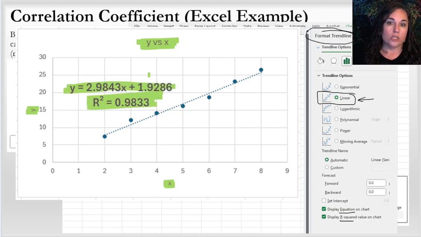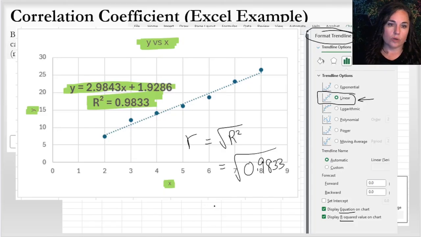All right. So when we're looking at this, let's answer the question at once. What is r? Well, I'm going to take the square root of r squared, right? r is the square root of r squared. So I'm going to take the square root of 0.9833, and the square root of that, r is 0.991 and some stuff. So it rounds to 0.992. So that's how I get the answer to that.